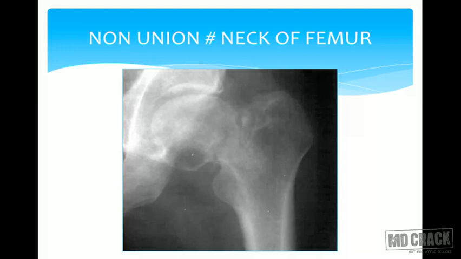Otherwise, non-union is defined as a fracture which is not united in at least 9 months. But in some bones, especially the neck of femur, scaphoid fractures, and talus fractures, these are precarious bones and their vascularity gets easily hampered, and in the case of neck of femur, even in 3 weeks' time, it can cause non-union.